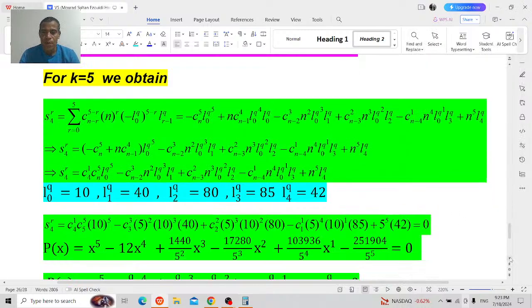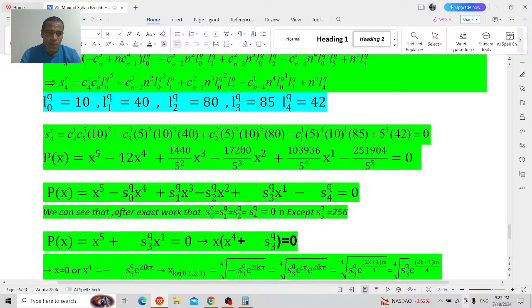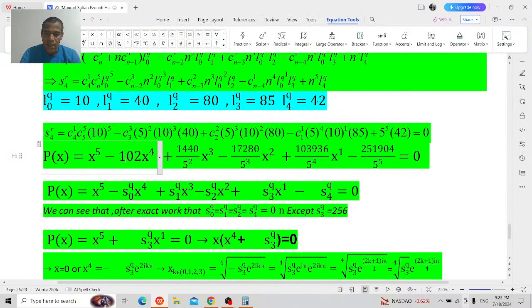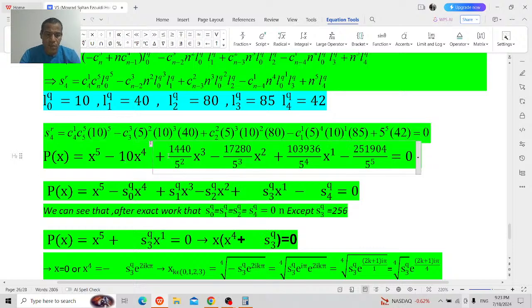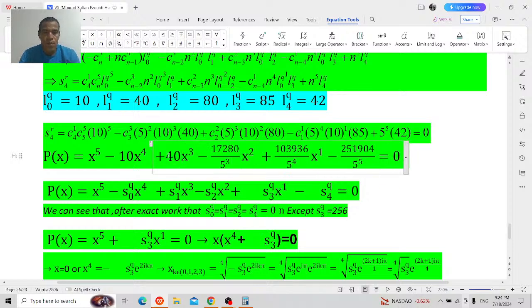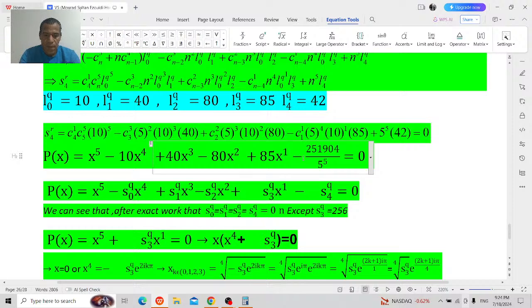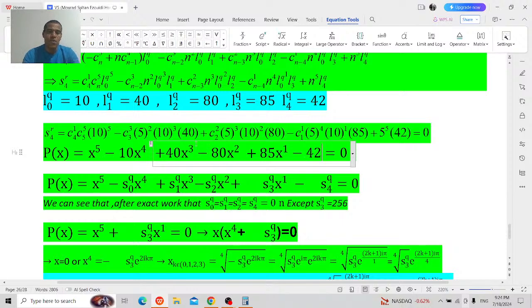Now we proceed. We obtain the coefficients of the new polynomial. This is, of course, 10. This is 40. This is, of course, 80. This is 85. This is 42. Okay, this is your original polynomial that we started solving, the one we are trying to find the roots of.